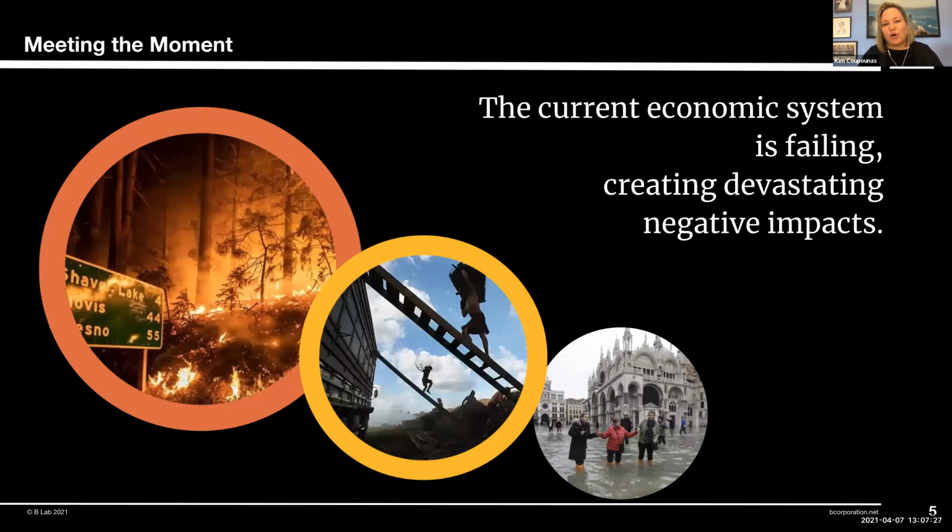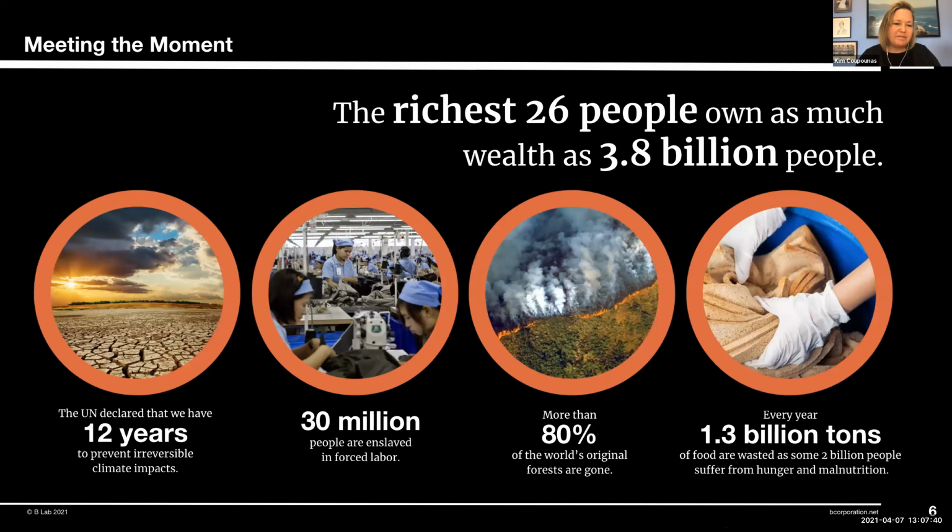Folks, as B Corps and as mission-driven companies, you all know that our current economic system is failing on so many dimensions, and it's creating devastating negative impacts. Probably the most pressing one that we are here to talk about today is the climate emergency. The UN has declared that we have 12 years to prevent irreversible climate impacts and a kind of devastation that we're not really ready for yet.